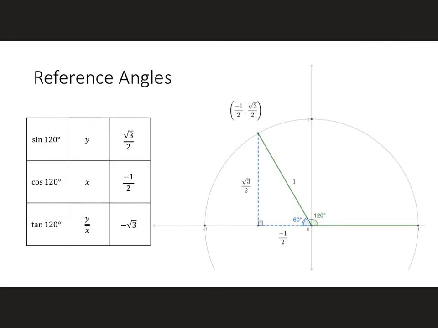I want you to notice that in quadrant 2, the sine was a positive value, while the cosine and the tangent were negative values. This is going to hold true always in the second quadrant. The sines will always be positive. The cosines and tangents will always be negative. This is because all of the y values are positive in this quadrant and all of the x values are negative in quadrant 2. The tangent's negative because one of the two values is negative, the x value. So that fraction is always going to be negative.